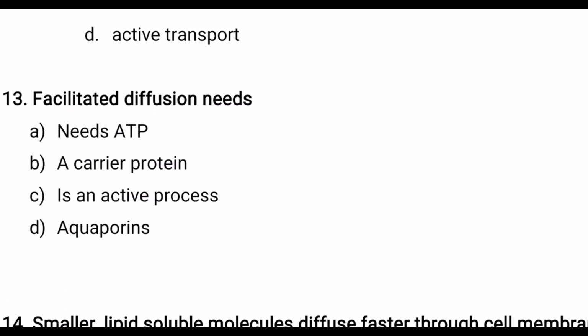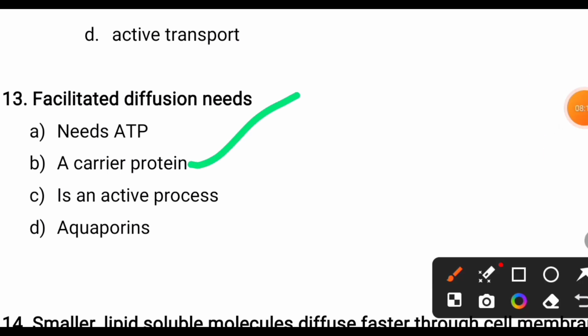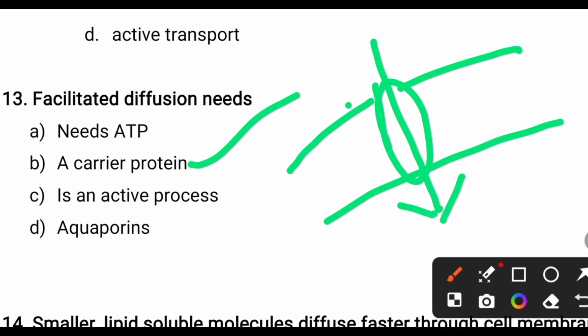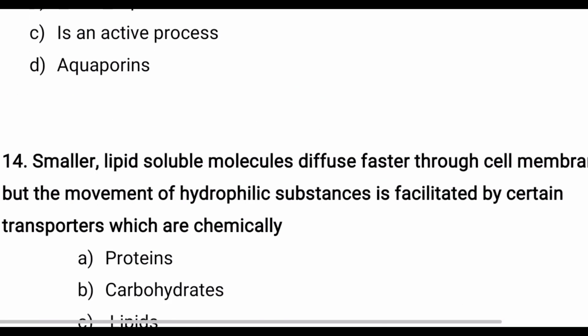Facilitated diffusion needs ATP, a carrier protein, it is an active process, aquaporins. So the correct answer is a carrier protein. Facilitated diffusion requires a carrier protein present inside the membrane. It allows the passage of molecules inside of the cell. Okay, so let's see the next question.